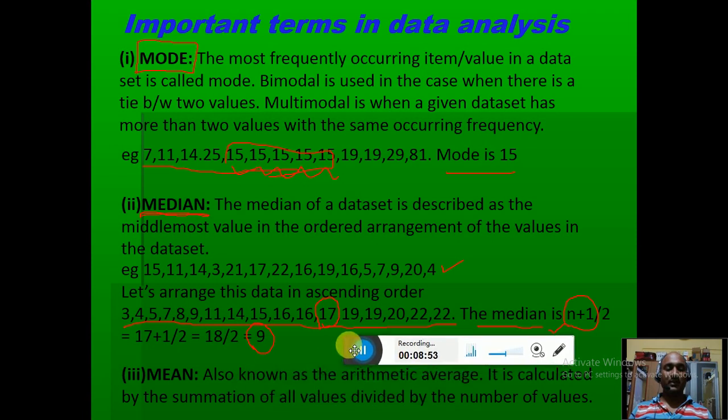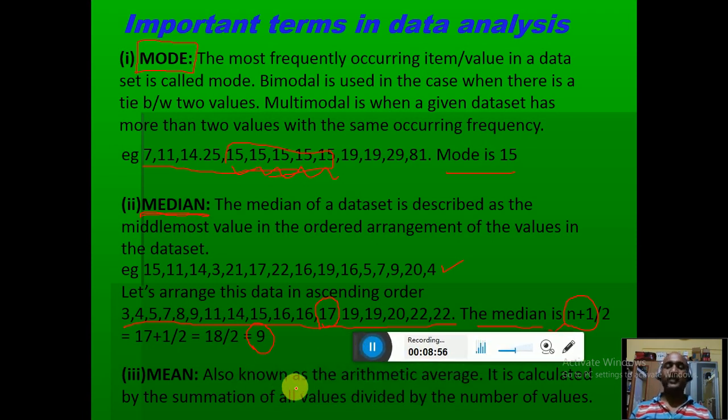Another important term here is your mean. So mean is a very simple term. Mean is nothing but the average of all the terms that we have gathered in the grouped data or ungrouped data.